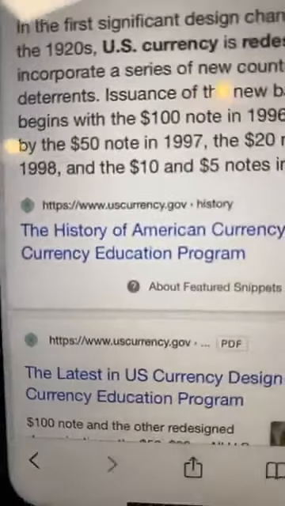Now look at the website. That's uscurrency.gov. You say, Roy, where are you going with this? Oh, buckle up. I'm going to tell you where I'm going with this. I just read you when all the money was redesigned, but it did not go into circulation until 2003. Here is the redesign of the money that you have right now. You can do this right now.